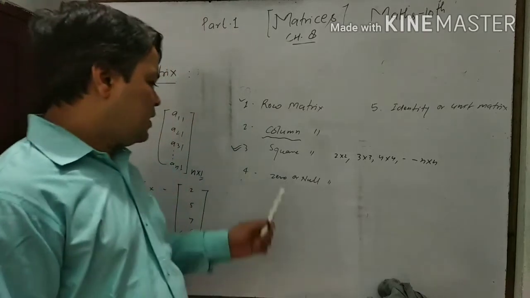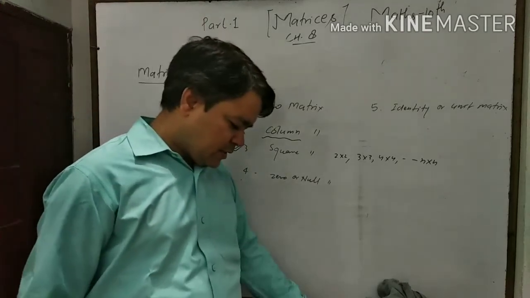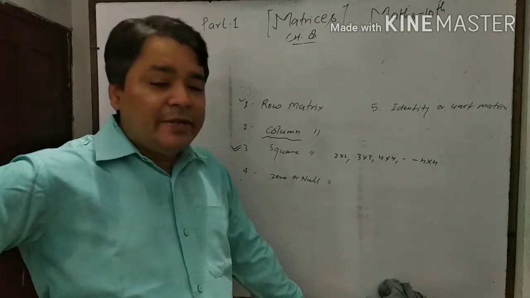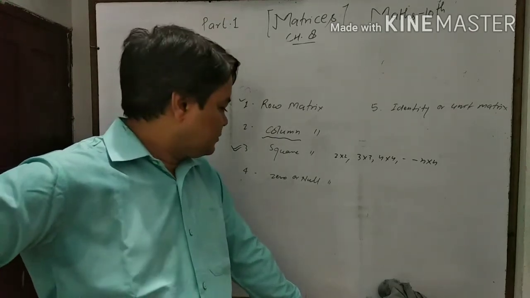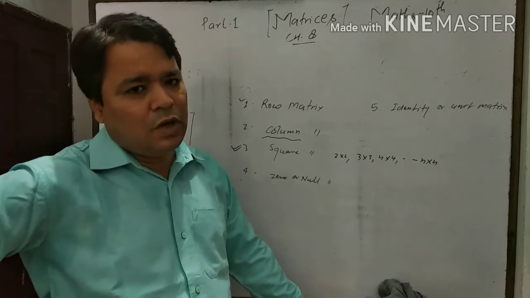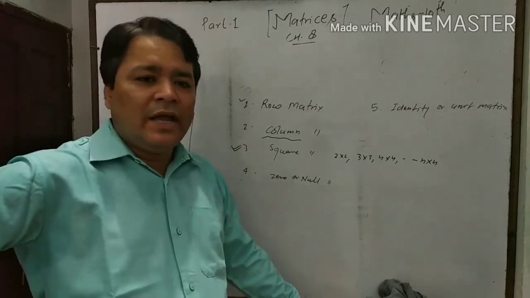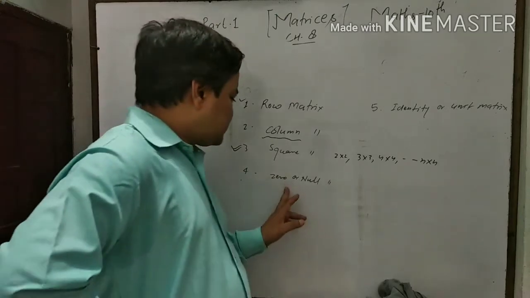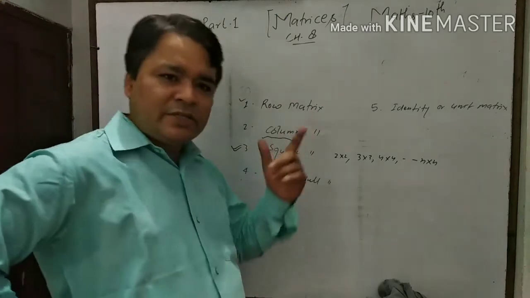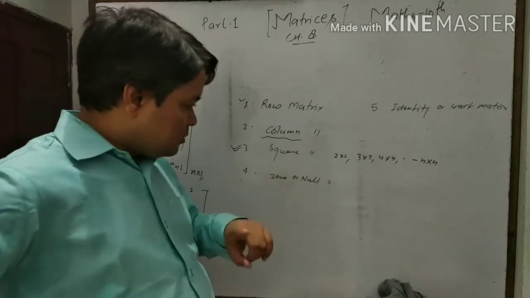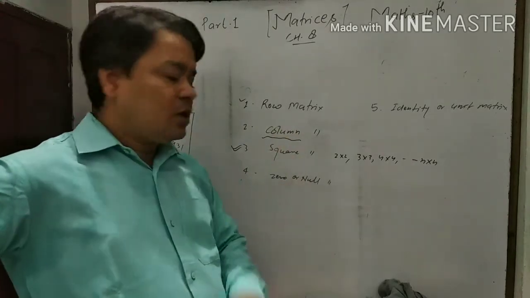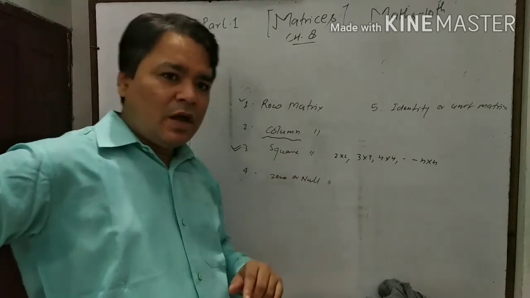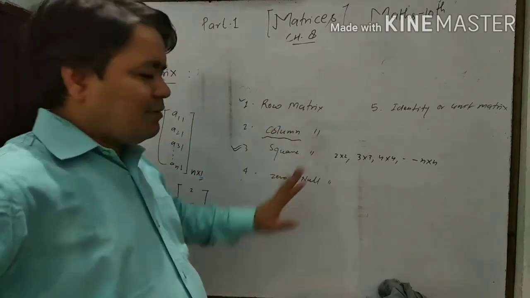Here, what is the zero or null matrix? In a zero or null matrix, all the elements will be 0. A zero matrix is possible in the form of a row matrix also. A zero matrix is possible in the form of a column matrix also. A zero matrix is possible in the form of a square matrix also, and means in every form it is possible.